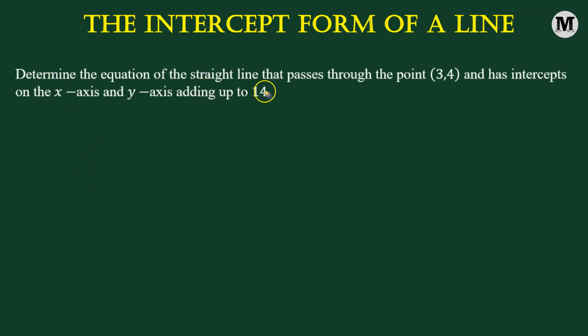Determine the equation of the straight line that passes through the point (3, 4) and has intercepts on the x-axis and y-axis adding up to 14. Let us begin. First, we'll try to understand the problem graphically.